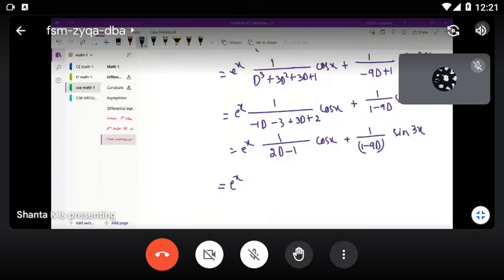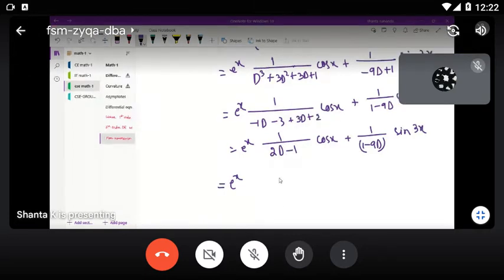Any idea? Taylor series. Yes? Which expansion? Taylor's expansion. I told you, if cos x, if you do Taylor's expansion, and 1 by 2D minus 1, we have to do binomial expansion, so you will get an infinite series. See, there is an easy one.